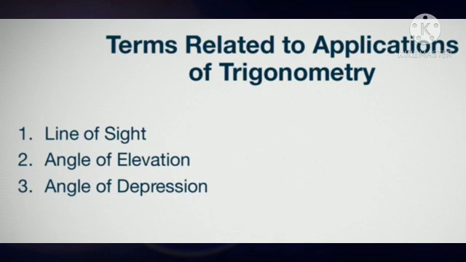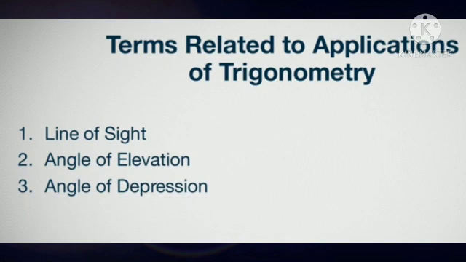In this lesson, we need to understand the three terms related to applications of trigonometry, and they are line of sight, angle of elevation and angle of depression. What do you mean by line of sight? The line of sight is the line drawn from the eye of an observer to a point in the object viewed by the observer. The angle of elevation of an object viewed is the angle formed by the line of sight with the horizontal when it is above the horizontal level.